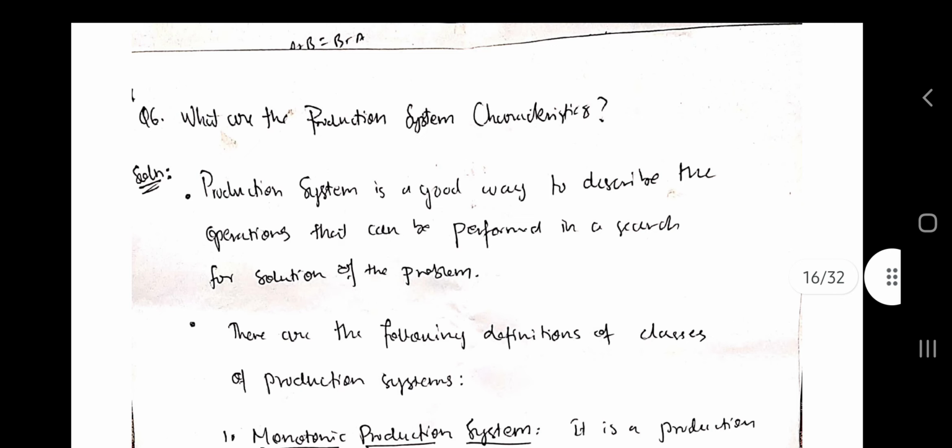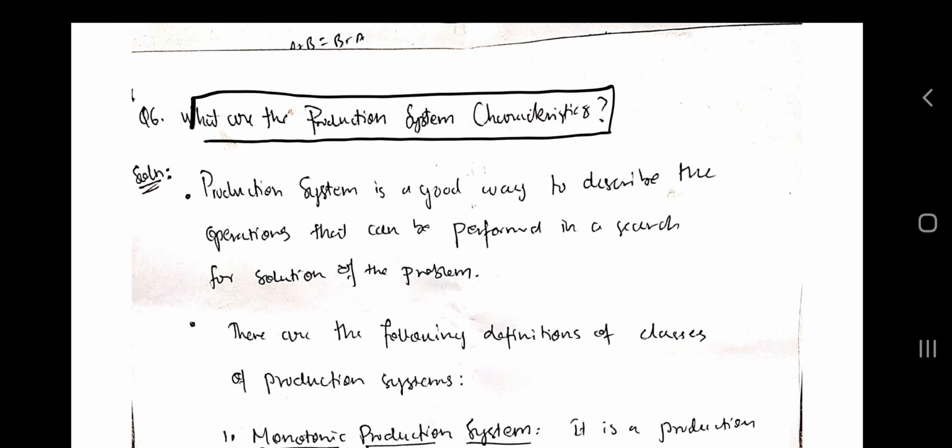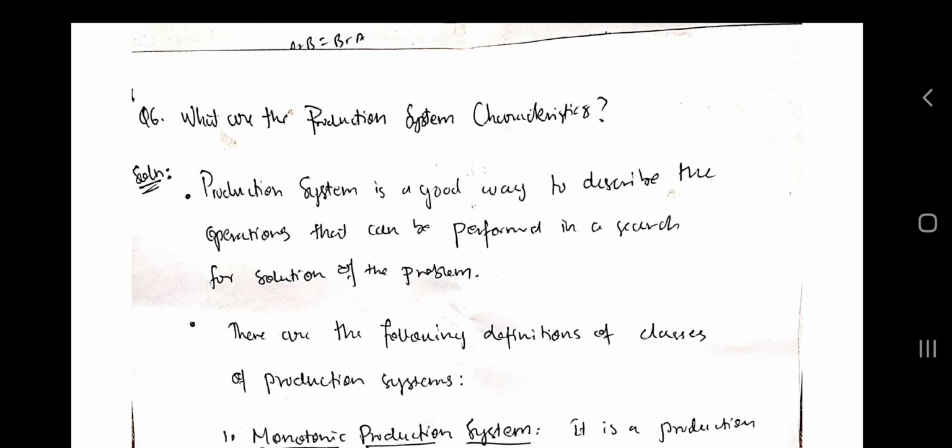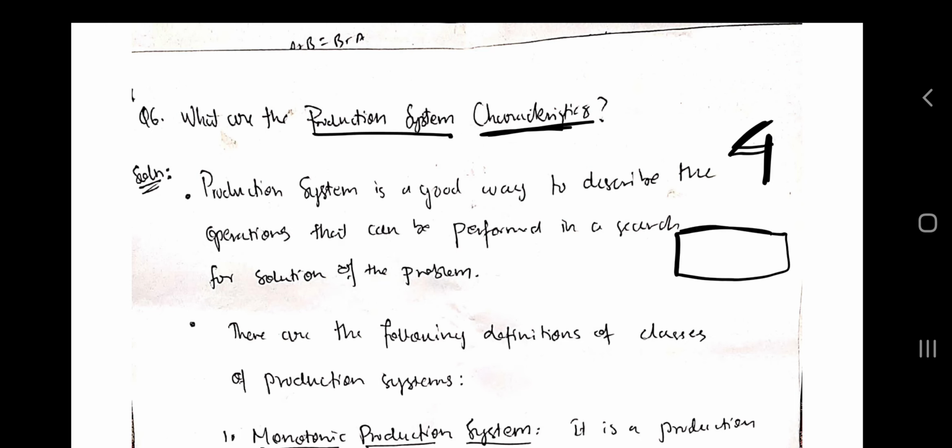Fine. Moving on, the next question is: what are the production system characteristics? A super important question. There are mainly four things here. You just have to define four classes. Characteristics is like this: there is a production system, and it is not a general thing. It has four categories, and each category will have some characteristics.